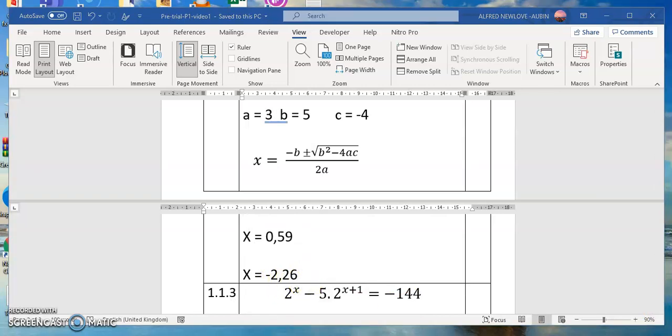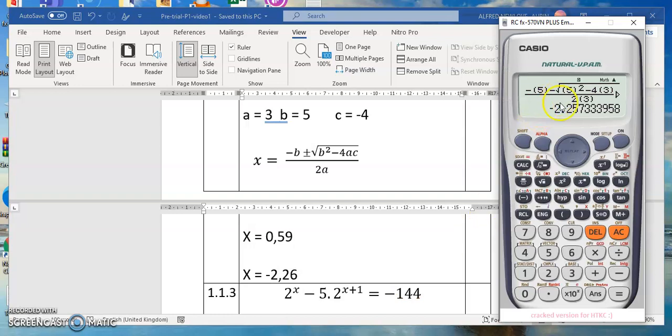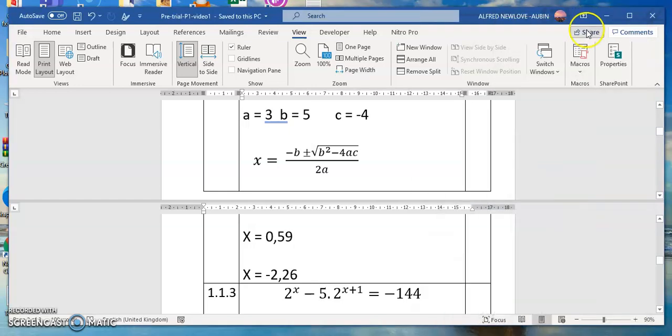Let's check the calculator again. You see it's minus 2, and the dot on the calculator is a comma, so you write comma 2. You see that this 7 is more than 4, so you add 1 to this to make it 6. Is that okay? Good. Let's move on to the next question.